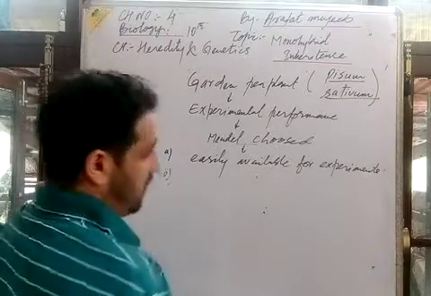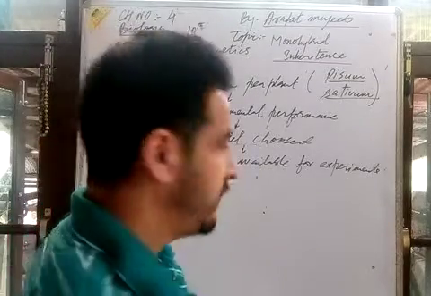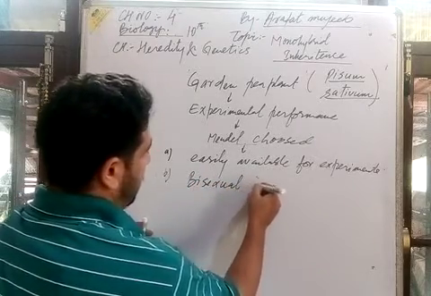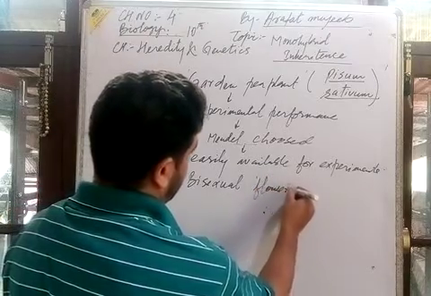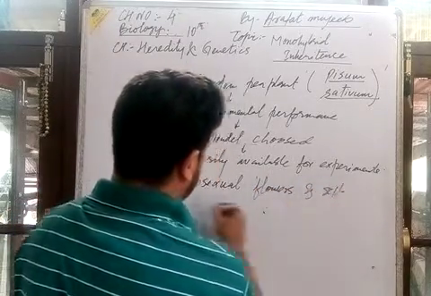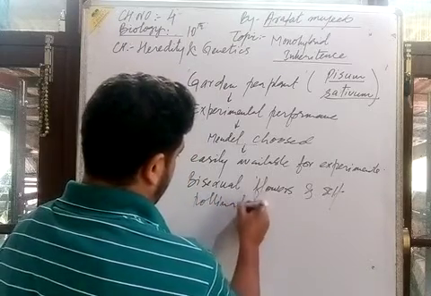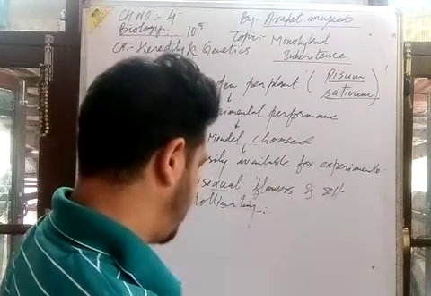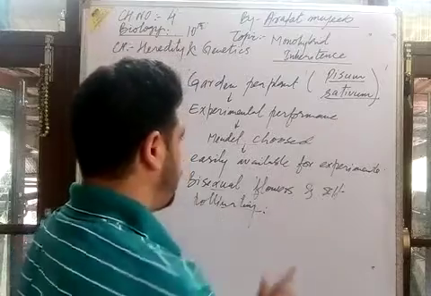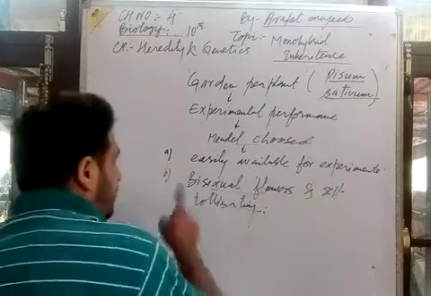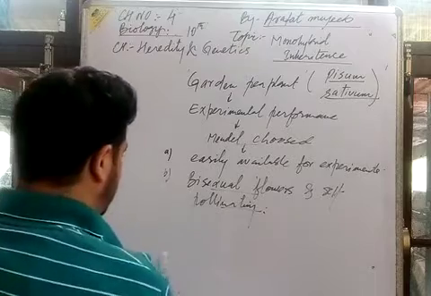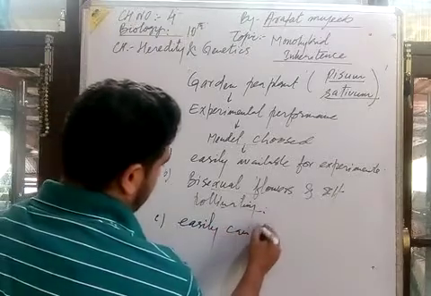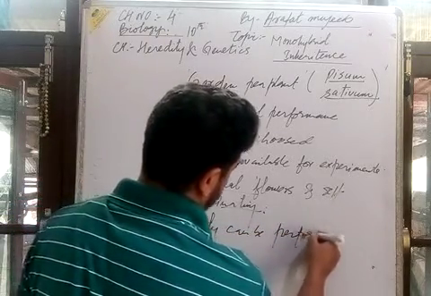The second one is that it bears flowers, and those are bisexual flowers, and self-pollinating, hence there is self-pollination. One is that the flower is bisexual, and the second is that it is self-pollinating. And the third feature is that it can be easily performed.